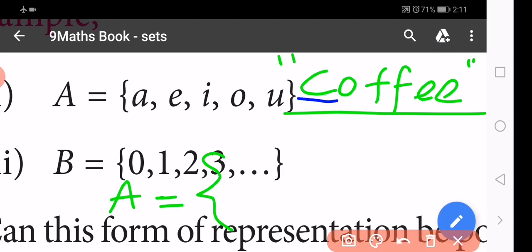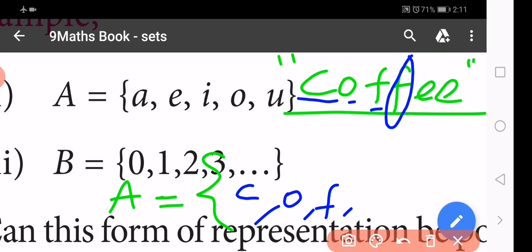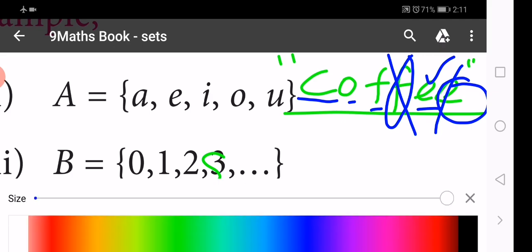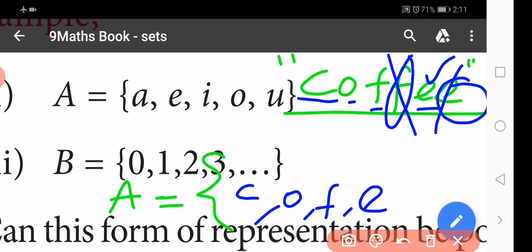first letter C, comma, second letter O, comma, third letter F, comma, and fourth one also F. So we write only once in the roster form. So the elements should not be repeated. So we omit another F, and next element is E, and another one is there. So we omit that letter. So the answer is C O F E. This is the roster form.